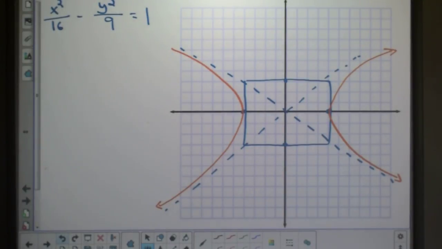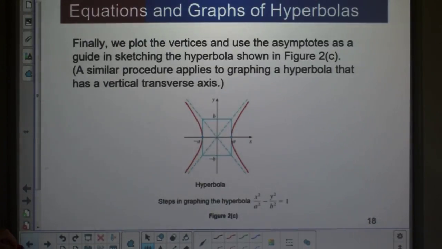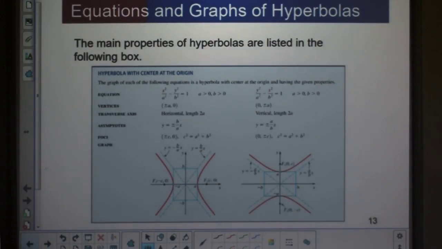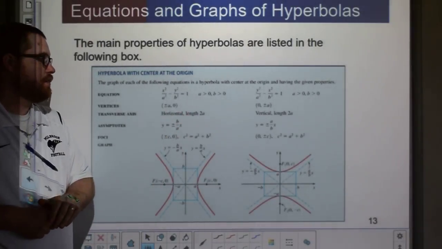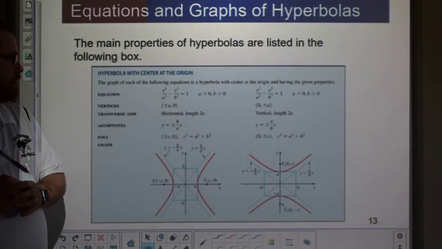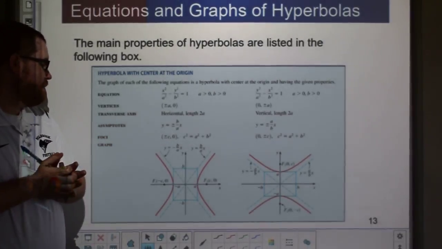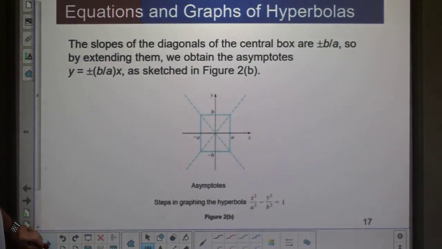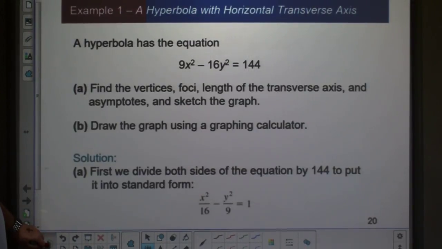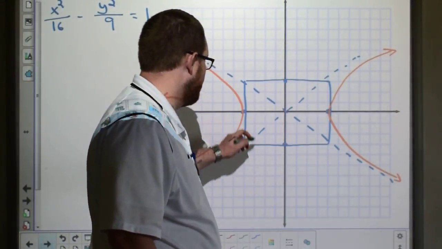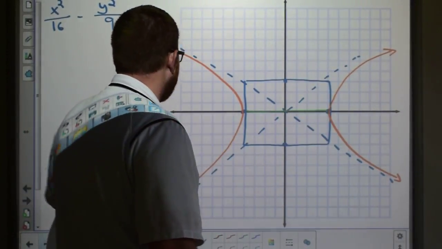Okay, some things they're going to ask you for. They're going to ask you for the length of the transverse axis. In other words, how far apart are the two hyperbola sections? And they're going to ask you for the asymptotes, and they're going to ask you for the foci. So, let's go back to this. How far apart are these two things? How far apart is the transverse axis?